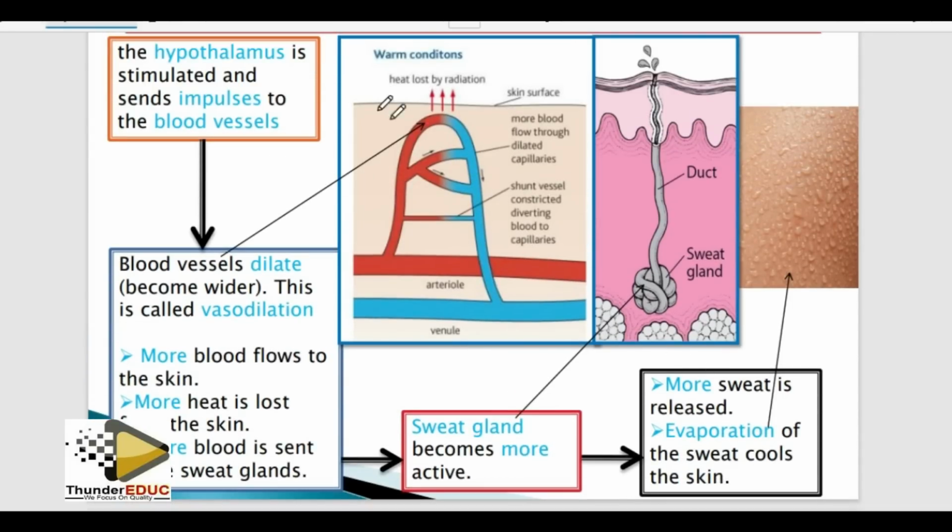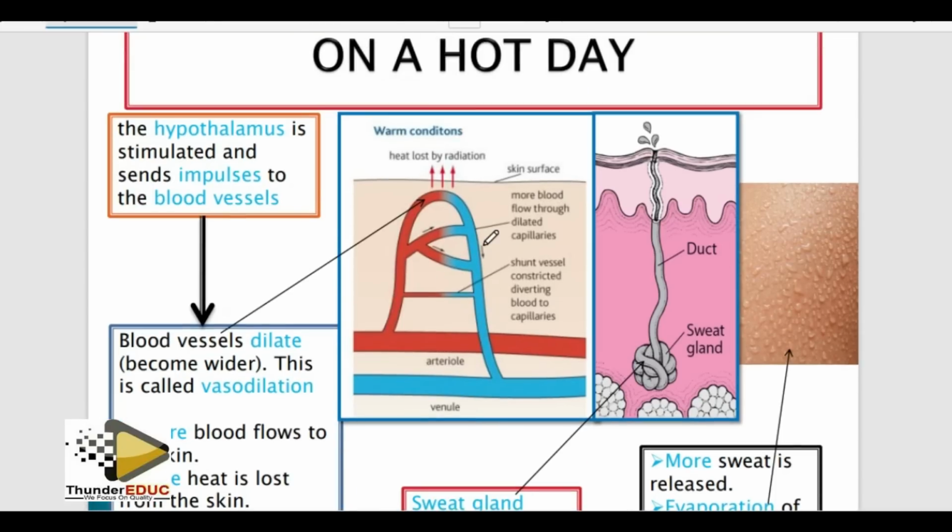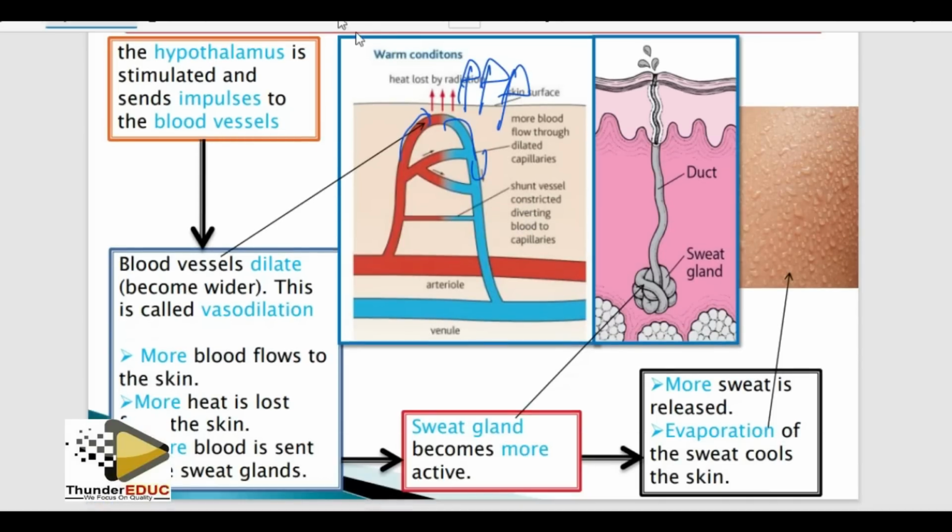We are saying that, yes, here check how they are. They are big, yes. You see, much heat is lost, so it dilates so that it can allow more blood to flow near the skin. More blood is flowing near the skin, and as it flows near the skin, heat is lost. That's what they are trying to say. So it allows more blood to flow near the skin so that more heat is lost. Yes, that's why it dilates during the hot days.